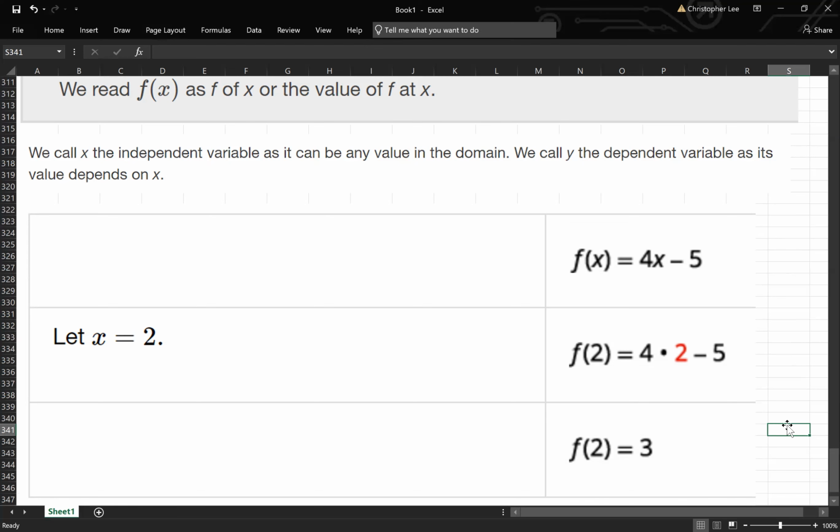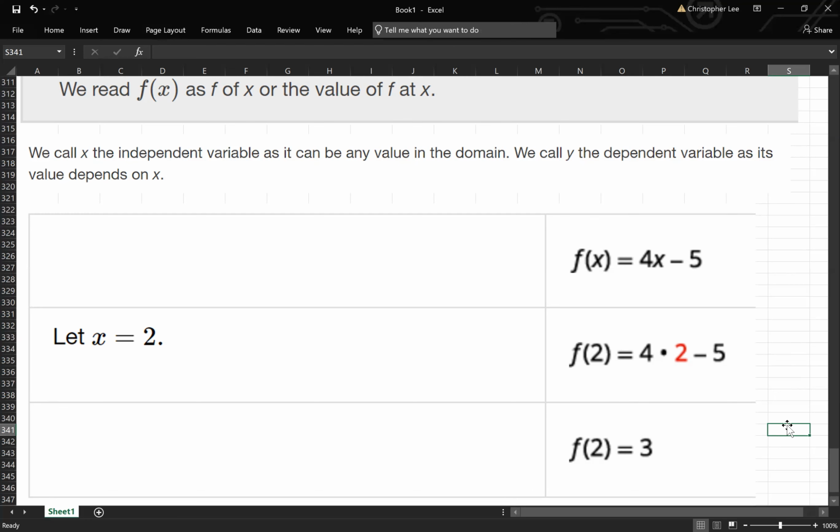You good? So I have this function, f of x is equal to 4x minus 5. What I want to do is plug in an x value. I want to plug in x equals 2 into the function. So when I plug in the 2, f of 2 is equal to 4 times 2 minus 5. Then you just do the math. 4 times 2 is 8, 8 minus 5, you get 3. That's all we're doing right here.